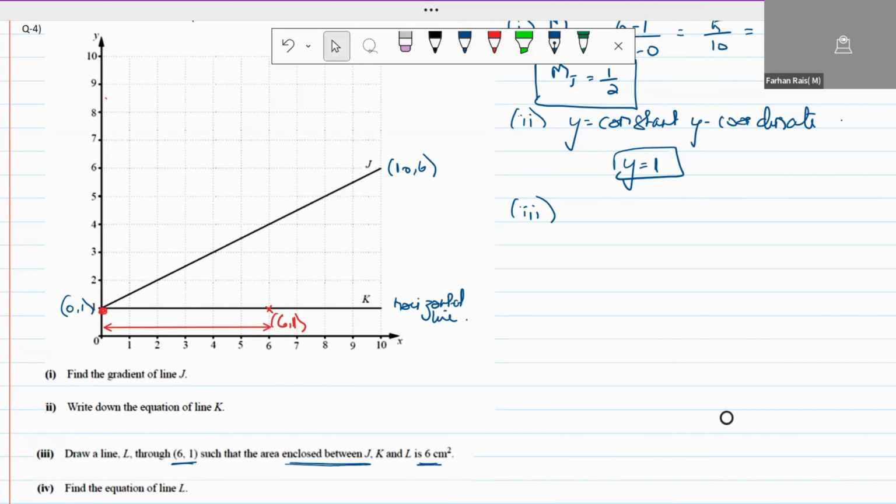For this base, we know that it's the difference of the x coordinates. The difference of the x coordinates is 6 minus 0. The base we have is 6 minus 0, which is a 6. We have got the base side. So if we use the area of triangle formula, area is equal to half into base into height.